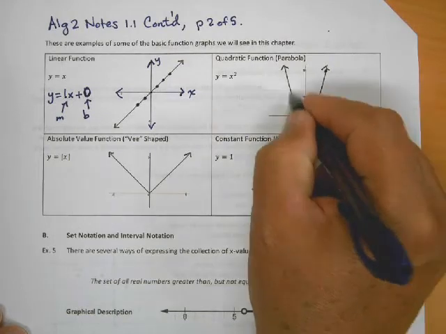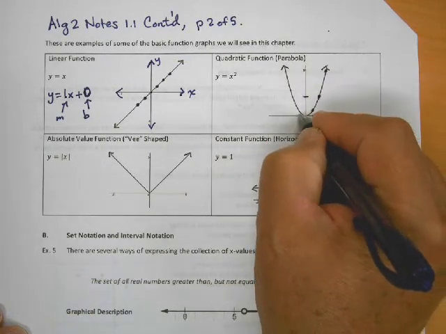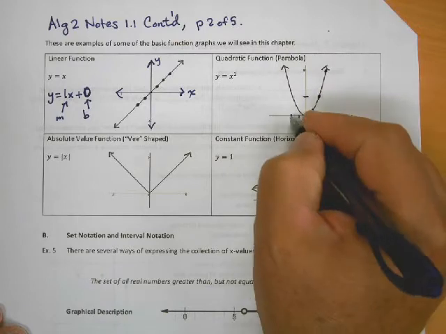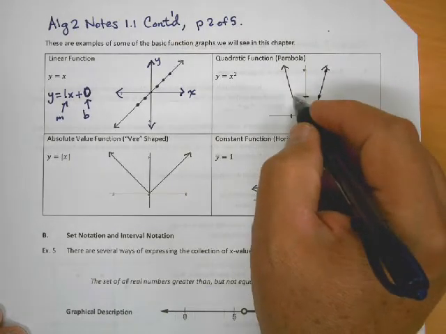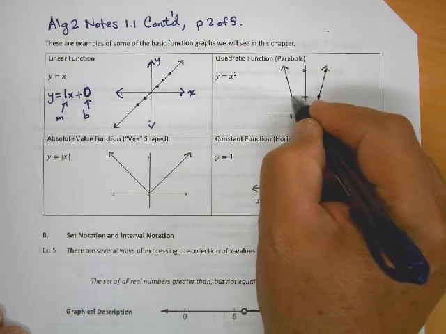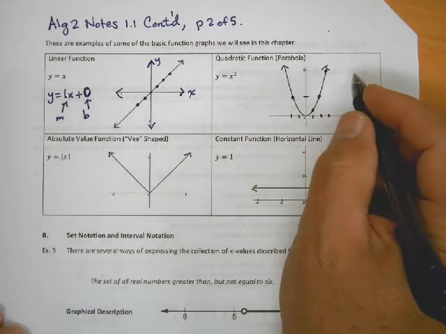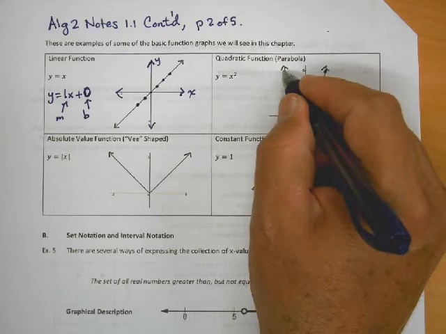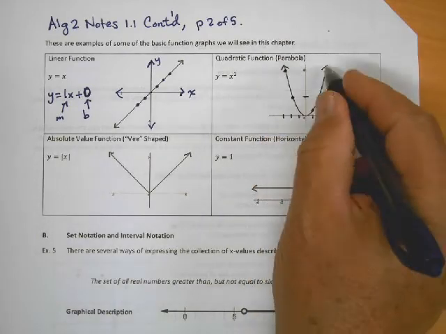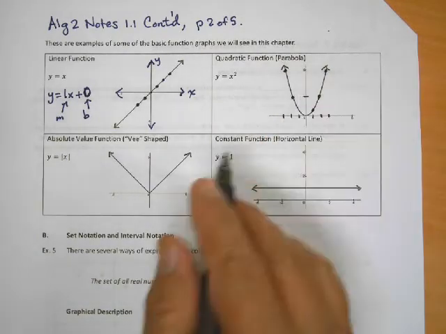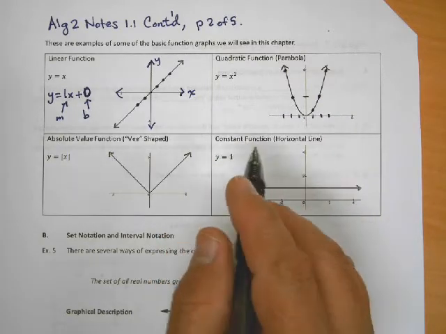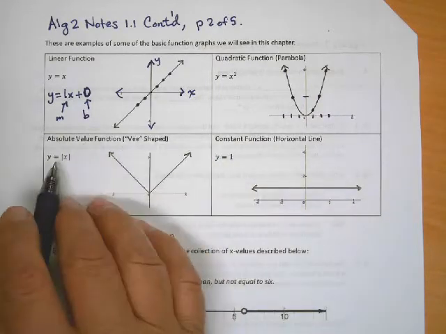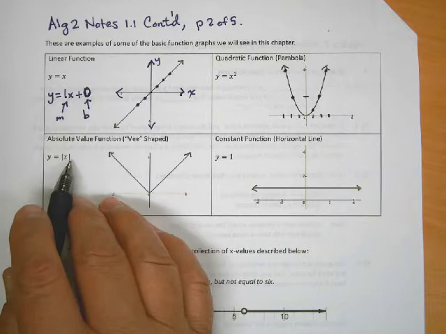It curls back around on this side because when you take a negative value, for instance negative 2, and multiply it by itself, negative 2 times negative 2, it still turns out to be positive. Negative 2 times negative 2 is 4. Negative 3 times negative 3 is 9. So you get this curve here, and it's a very special curve. It's called a parabola.